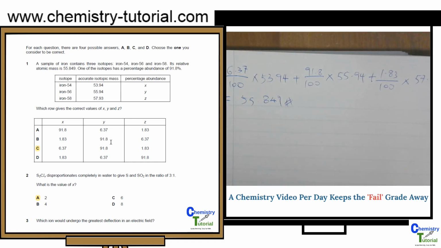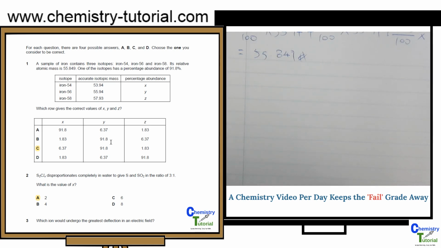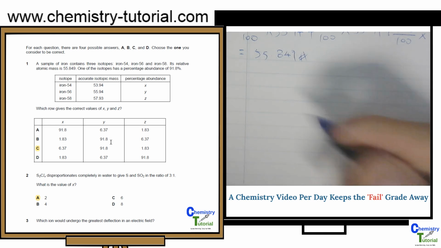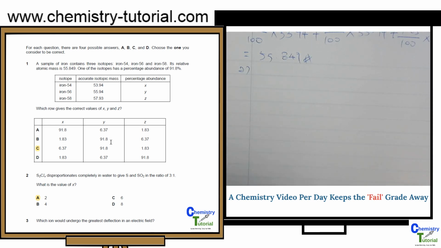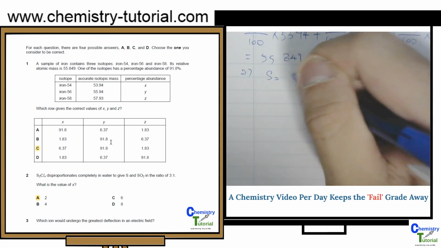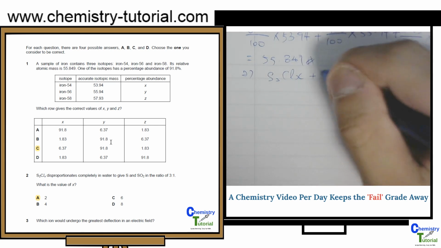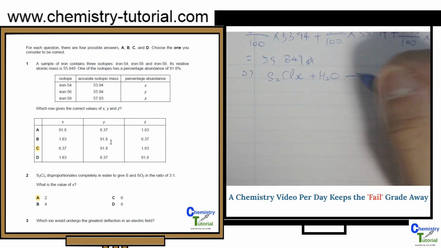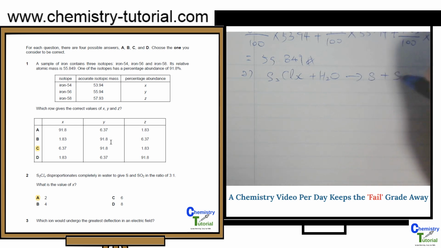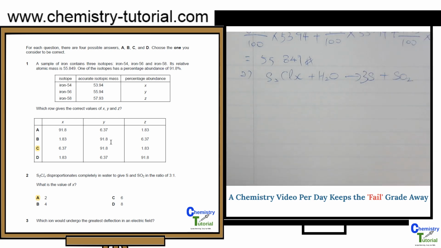Okay, now let's move to question 2. S2ClX disproportionates completely in water to give S and SO2 in a ratio of 3:1. So how do we do this question? For question 2, we have S2ClX reacts, disproportionates completely in water. That means we need to add water to produce sulfur plus sulfur dioxide in a ratio of 3:1.